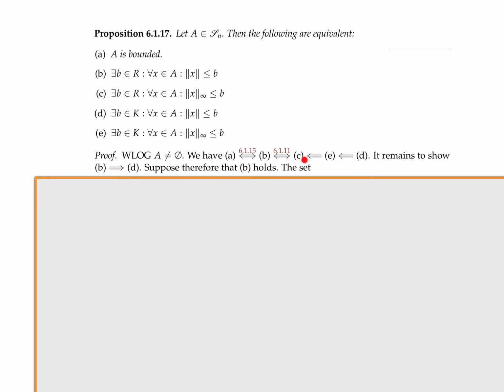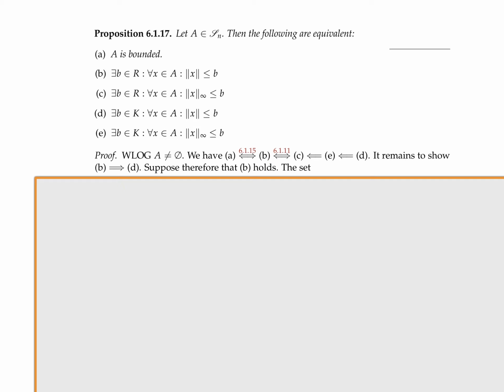D implies, of course, E, because the infinity norm is less than or equal to the 2 norm, right? That was actually also mentioned in 6.1.11, right? And E implies C. That's trivial again, because K is a subset of R. Okay, so here we have this, and it remains to show that, for example, B implies D.